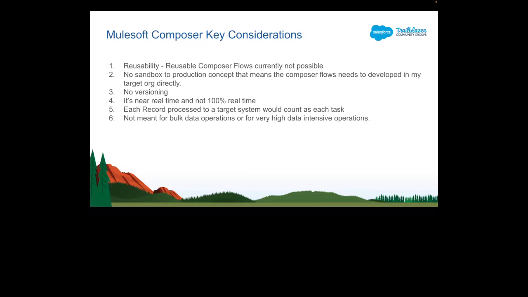If I send one data, then that would be counted as one task record, and if I'm sending it to Slack as well, then it will count it as two tasks. So the fifth point is about the number of tasks consumed for each process, and then the last point is about the bulk data operations.